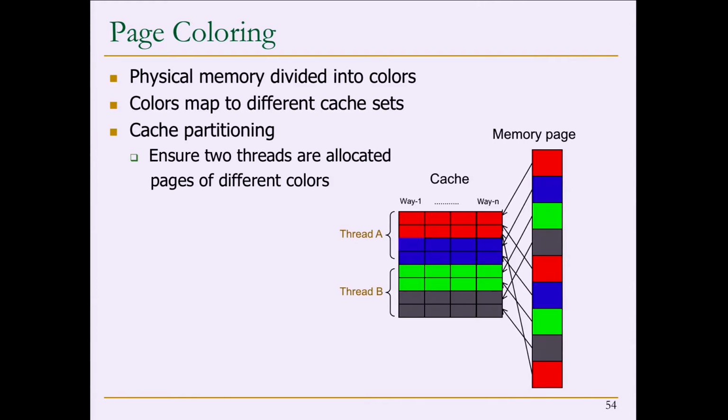So this is a different way of partitioning. It's really index-based partitioning right now, right? Before we saw way-based partitioning and block-based partitioning. This is the index-based partitioning. So why does this work?